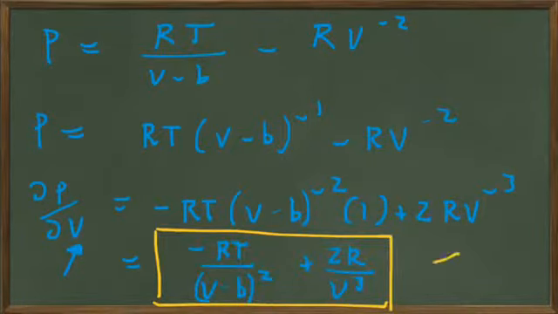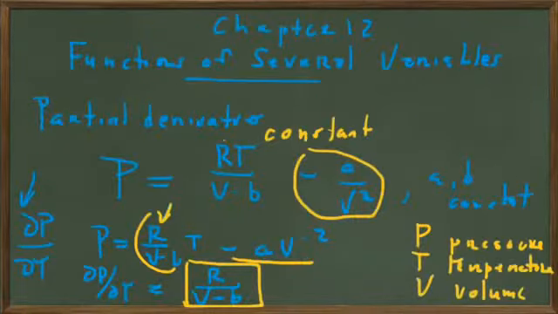So looking at these two partials, here's the partial p partial v, and then back over here, here was the partial p partial t. We can see that they're quite a bit different. Let's go to the next blackboard to look at what a partial derivative means.